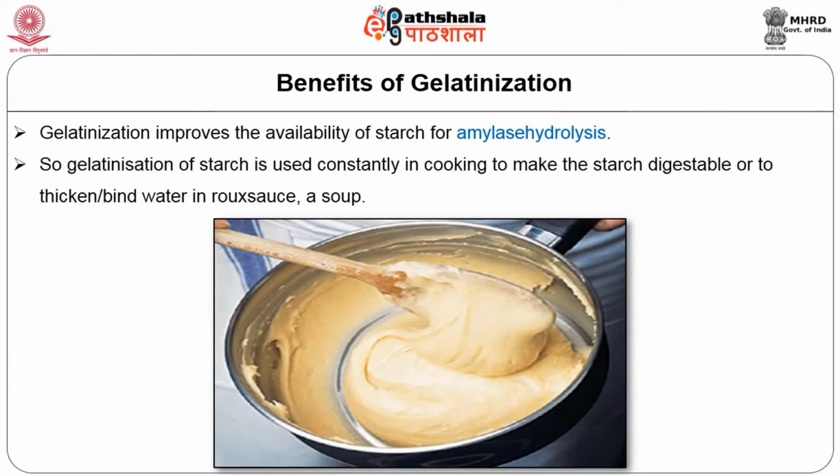So, gelatinization of starch is used constantly in cooking to make the starch digestible or to thicken or bind water, as in the case of a roux sauce or a soup. If you look at the consistency of a sauce, is it running like our rasam or sambar? No, it is a thicker consistency. A soup is a little thinner consistency.